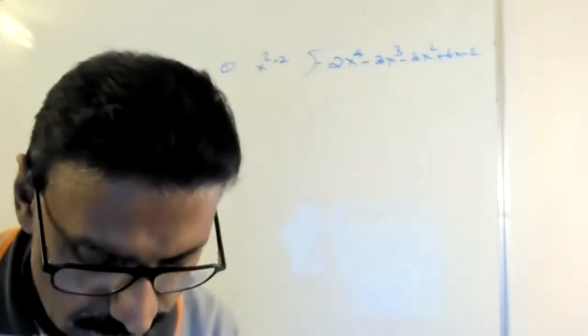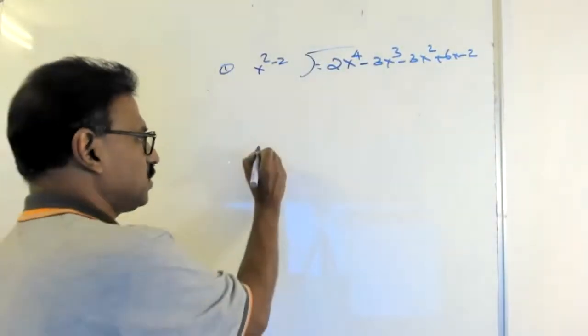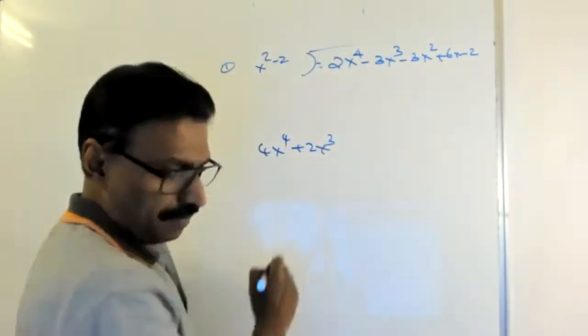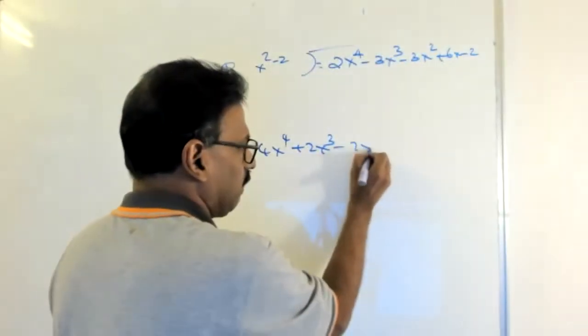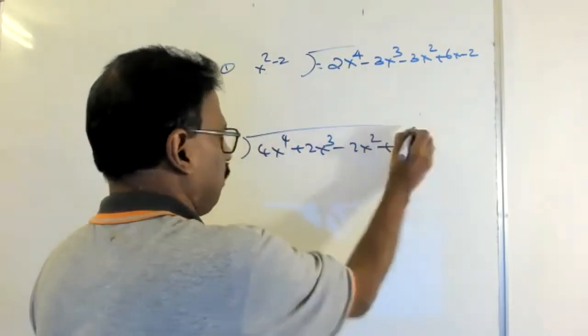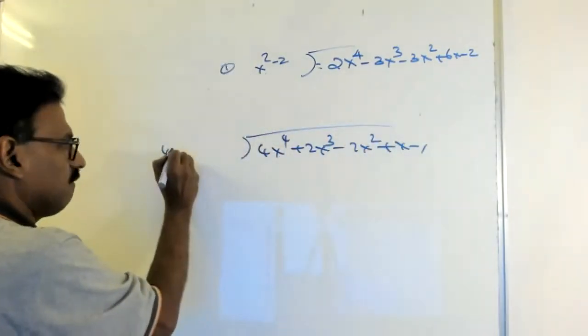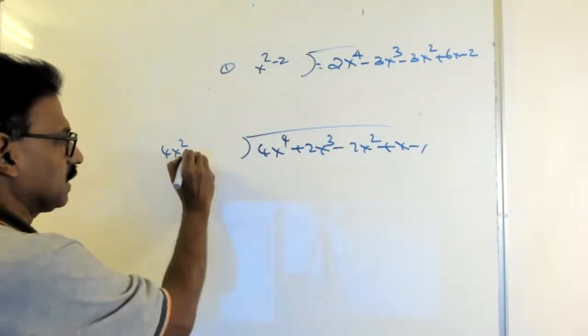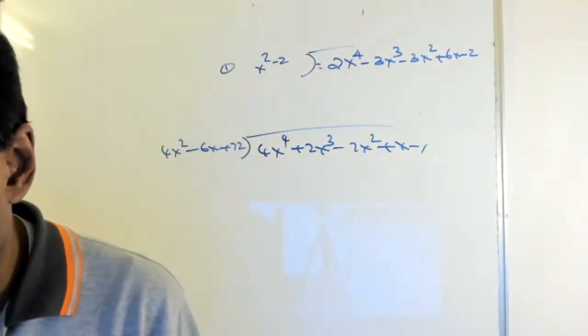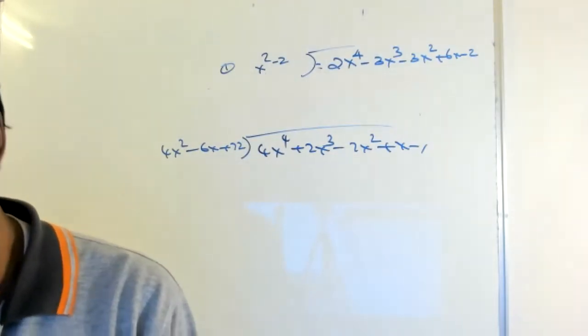And one more question I'll give you. Okay, one more question. 4x raised to 4 plus 2x cube minus 2x square plus x minus 1 divided by 4x square minus 6x plus 22. Okay, before the next class, that means Monday, make sure you know how to divide it.